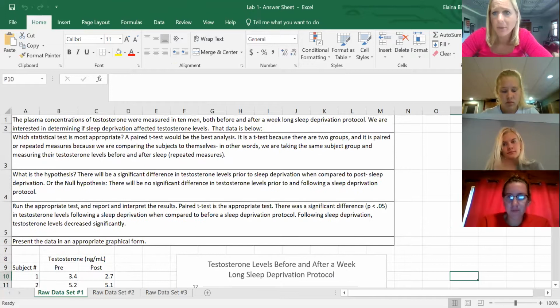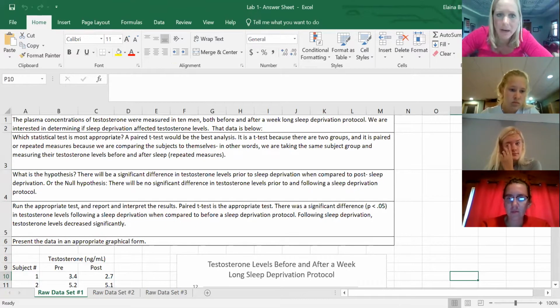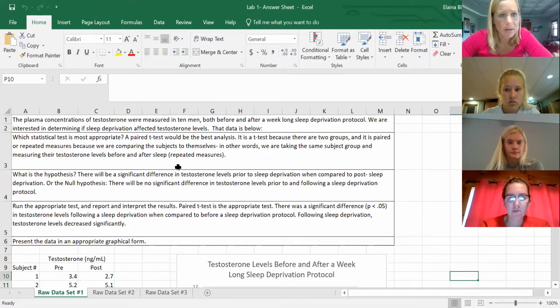Overall, nice job, but there are a few things that I wanted to point out that were common errors. We had the statistical analysis correct. Almost everybody had those or was really close with which statistical analyses to choose. So here I'm looking at the testosterone, the data set number 1, and we used a paired t-test.